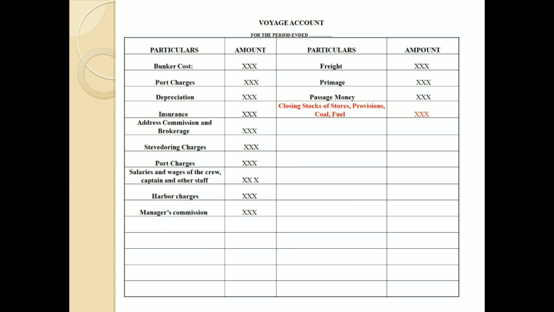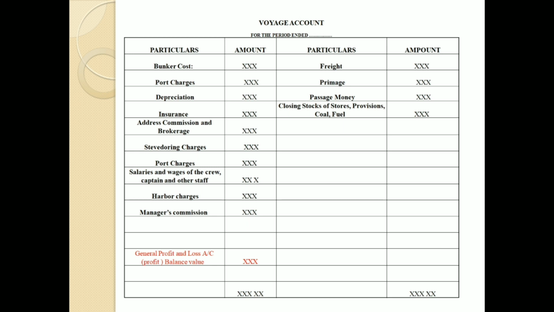After that there will be a situation of balancing your account. If it is a debit side balance, your balance amount will be on the debit side, and that is called gross profit, a profit situation. If it is on the credit side, that will be a loss situation. Either a profit or a loss is going to happen. So this is the format of a voyage account.